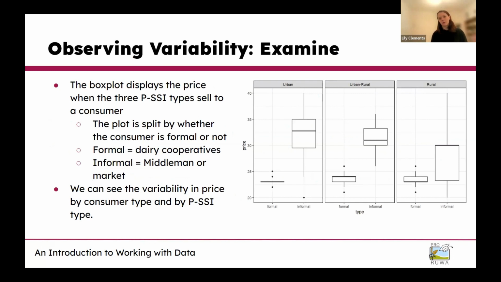So we've got the box plot showing the price for our 3 PSSI types: urban, peri-urban, and rural. And we've got a box plot for whether it's formal, which is our dairy cooperatives, or whether it's informal, which is our middleman or the direct market. And we can see that there's variability in price by consumer type and by the PSSI type.